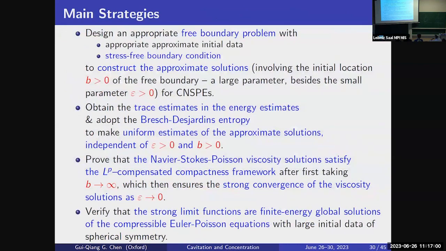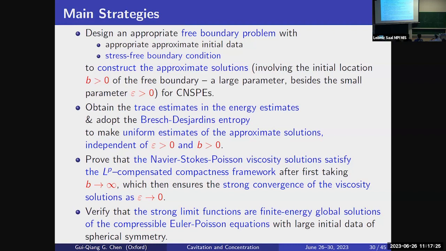Proof of that is based on the design of the approximate solutions with Gui-Qiang. We need to involve three boundary condition problems. You first introduce two parameters, the approximate solution called the compressible Navier-Stokes-Poisson equations. Then the main important thing is to get the uniform estimate, of course. So this is how it depends on B, independent of epsilon.